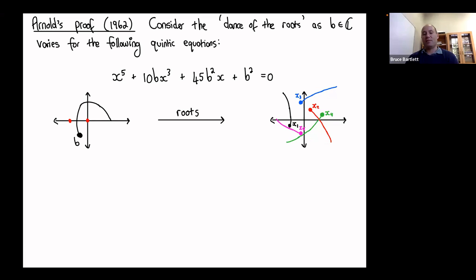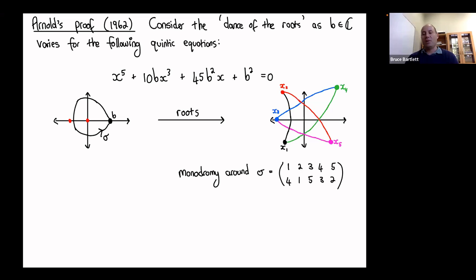So I've now done a loop in b space. And look what's happened to the roots. The roots have been permuted. They've done a dance and they're permuted. And if we were to trace out what's happened, x1 went to x4, and x2 went to x1, x3 went to x5, x4 went to x3, x5 went to x2. That's called the monodromy of the roots around this loop in b space.